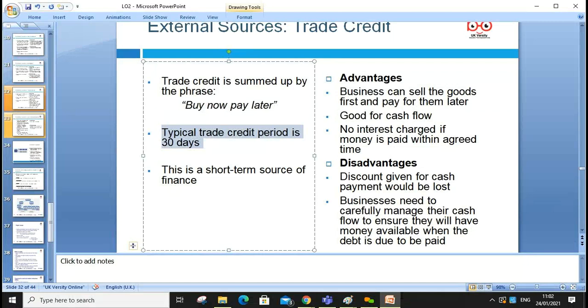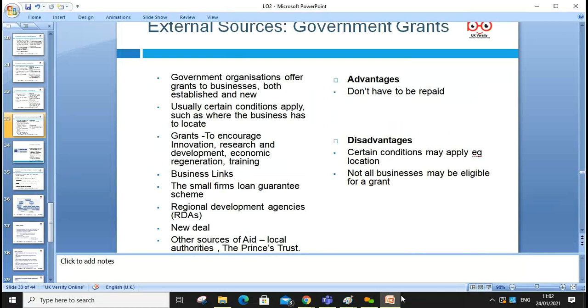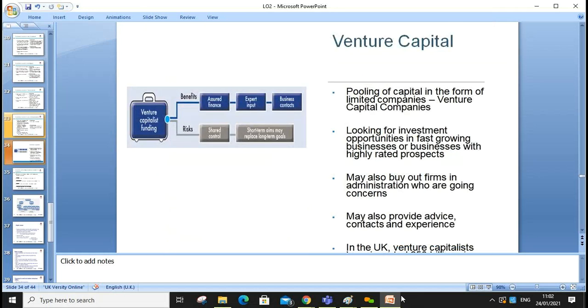So typical trade period is 30 days, and trade credit is a source of finance. That can be a high interest rate even. Government grants are good; they can be available, but it depends on which area you set up the business. It's always good to look around for these.